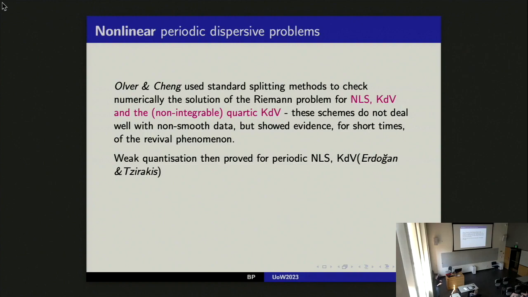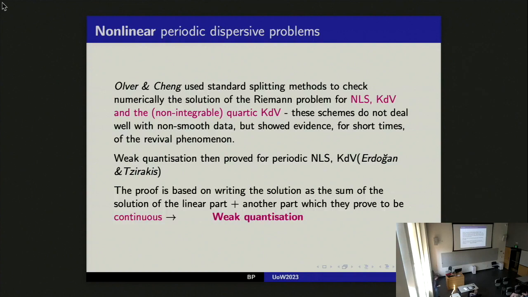A few years later, the weak revival was actually proved by Erdogan and Tzirakis for periodic NLS and periodic KdV, in the sense that they proved that the solution is equal to the solution of the linear problem plus something else, and the something else is continuous. So it's exactly my definition of weak revival.